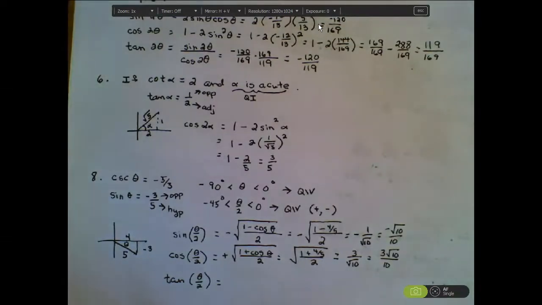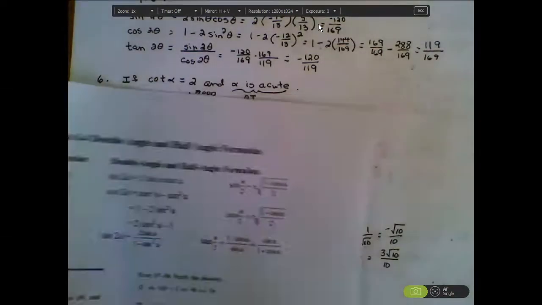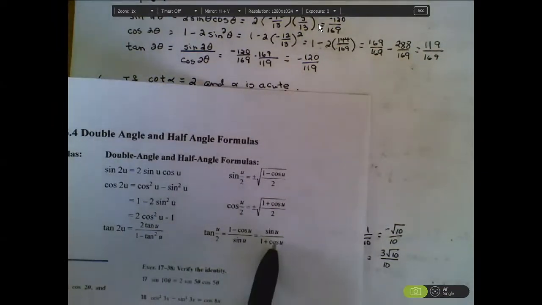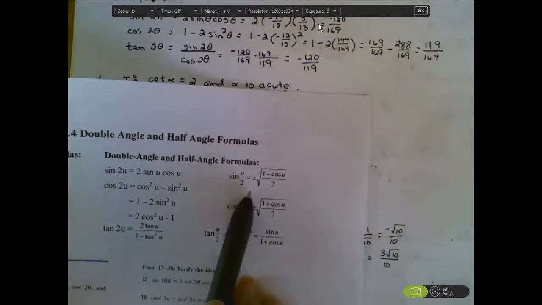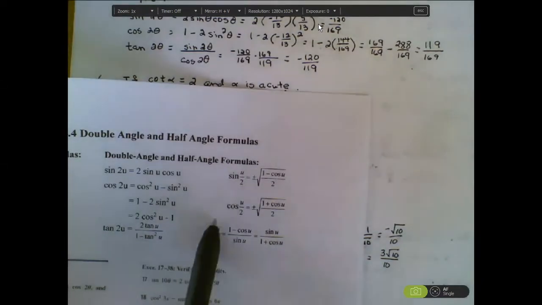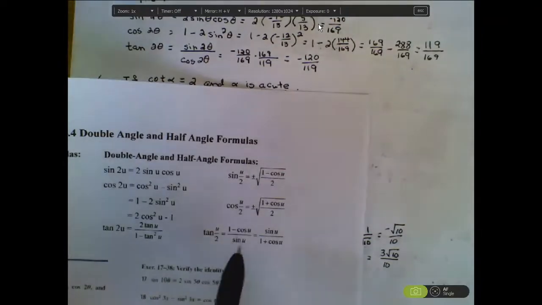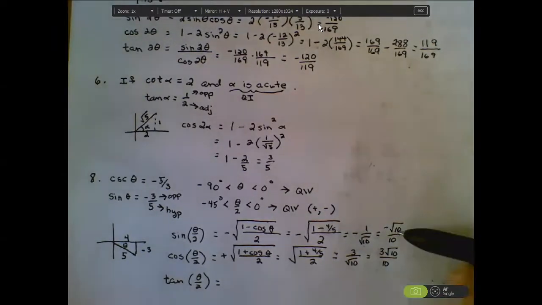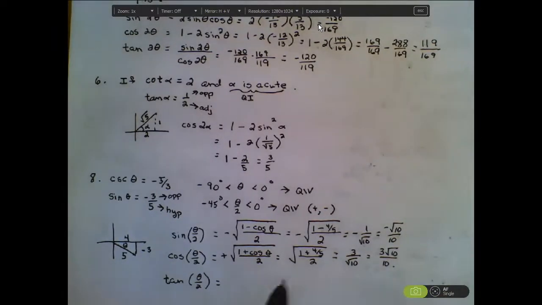And then for tangent theta over 2, you could use one of these two formulas. Either one should give you the same answer. But if you've already calculated sine of u over 2 and cosine of u over 2, you don't really have to use either of these formulas to find tangent of u over 2. You can just say tangent of, in this case, theta over 2 is the sine divided by the cosine. It's actually easier on this problem to use the values before we rationalize the denominator.